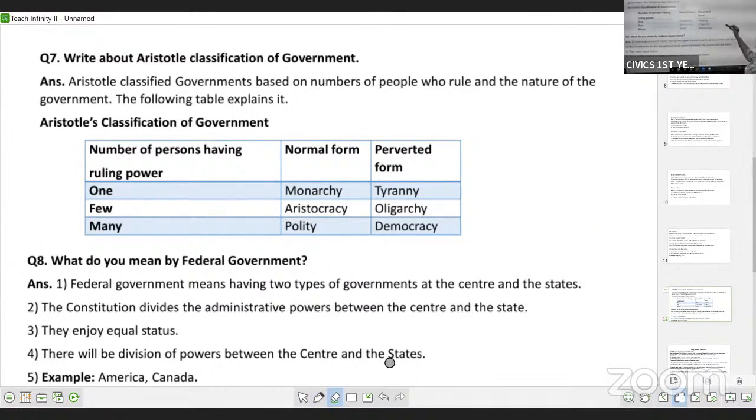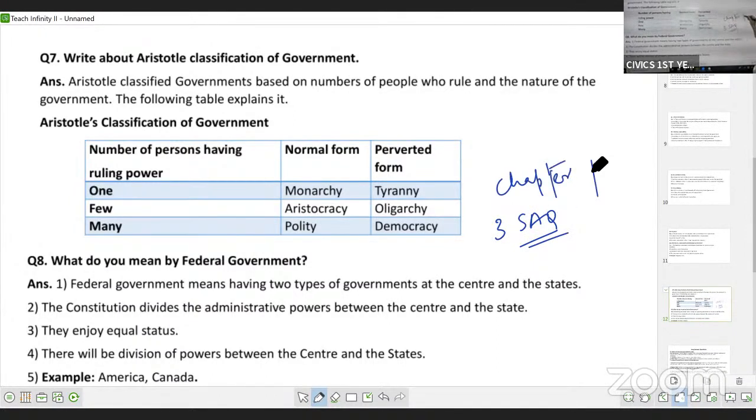Now coming to your secularism, 9th chapter. In the 9th chapter, you have only 3 SAQs. So learn those 3 SAQs. 1 question is compulsory. Then your citizenship. Again, you have 3 or 4 SAQs. If you are learning that, you can answer your SAQs.